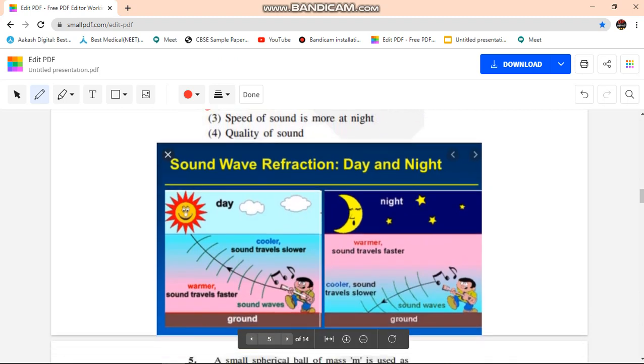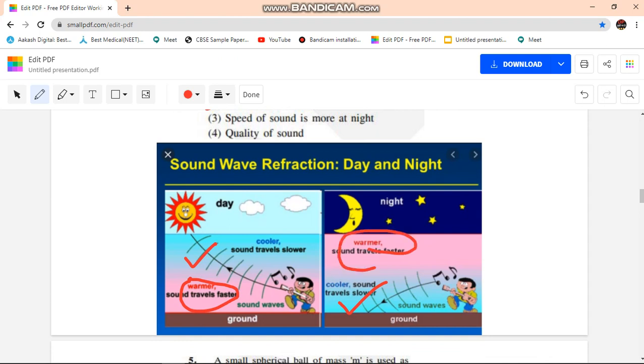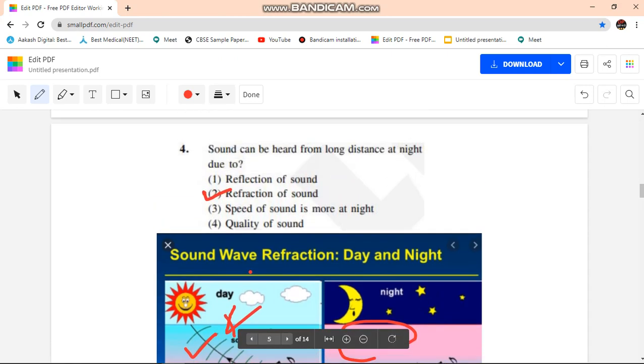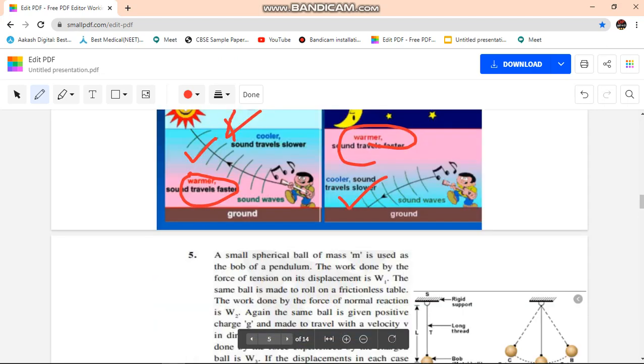How? See, in the daytime, the warmer air is below the cooler, and the cooler is upward. So the sound travels very slowly, and at night the cooler becomes downward and the warm becomes upward. So there will be bending of sound waves, and we can hear better. We can hear sound in a better way and from long distances at night due to the refraction of sound. Moving on to our next question.